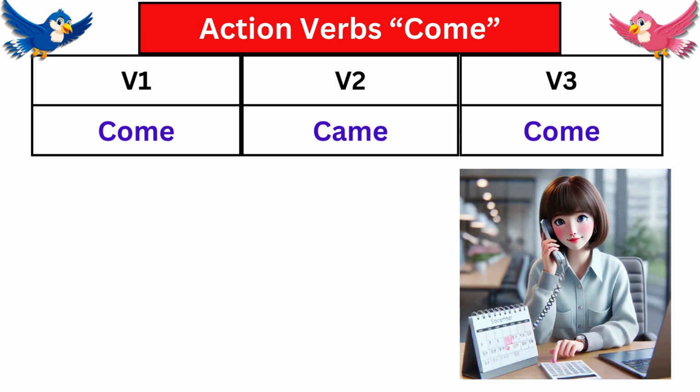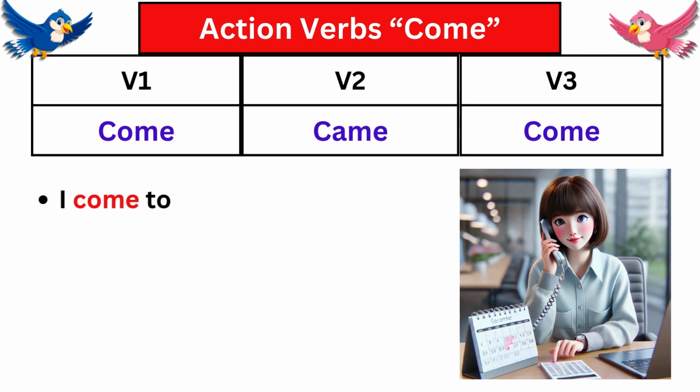Next, let's look at the three forms of the verb. V1: come, present. V2: came, past. And V3: come, past participle. Now, let's use these words in sentences.